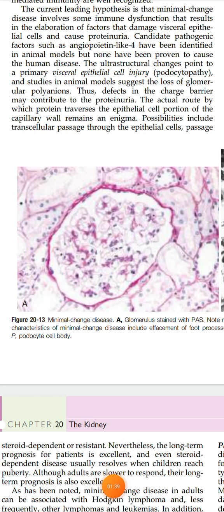In the case of minimal change disease, as its name indicates, minimum change occurs here. It is also called nil disease, or we also call it lipid nephrosis. Why we call it lipid nephrosis, I will tell you later. Minimal change disease is characterized by minimum changes in the glomeruli, and if we see by light microscopy, that glomerulus will look normal.